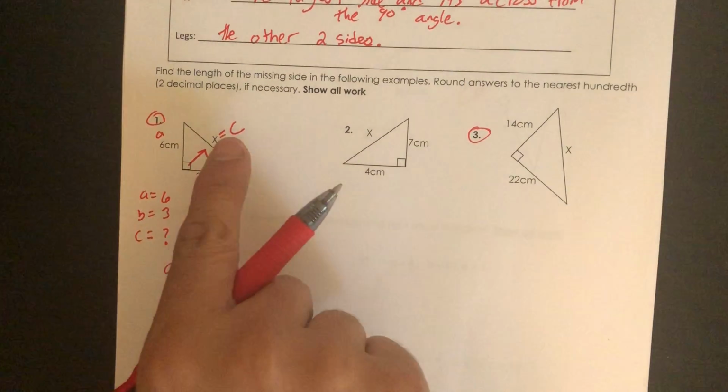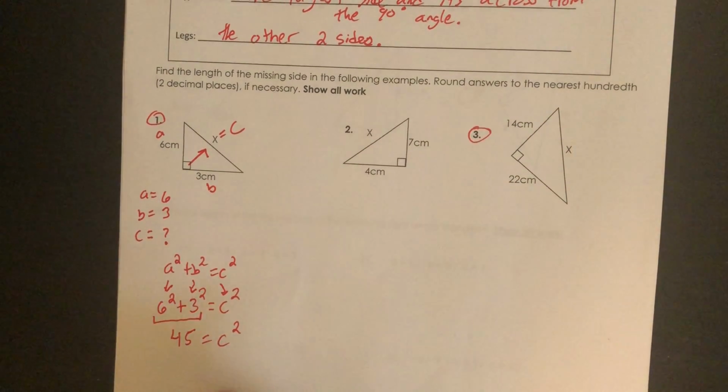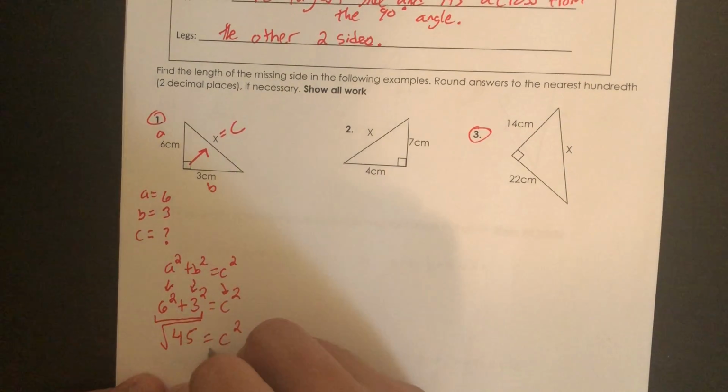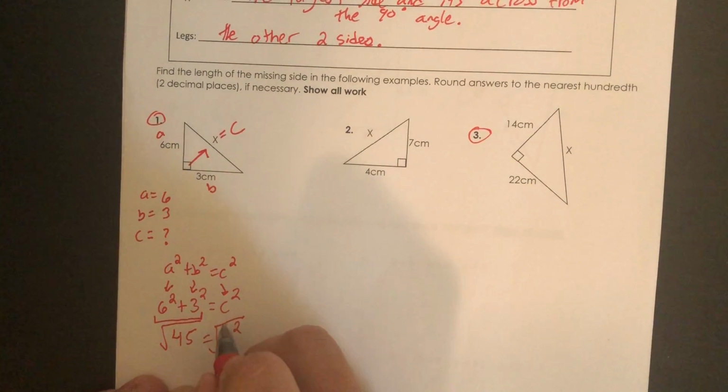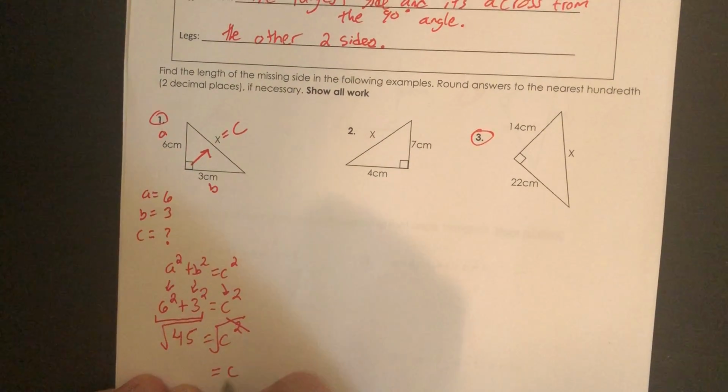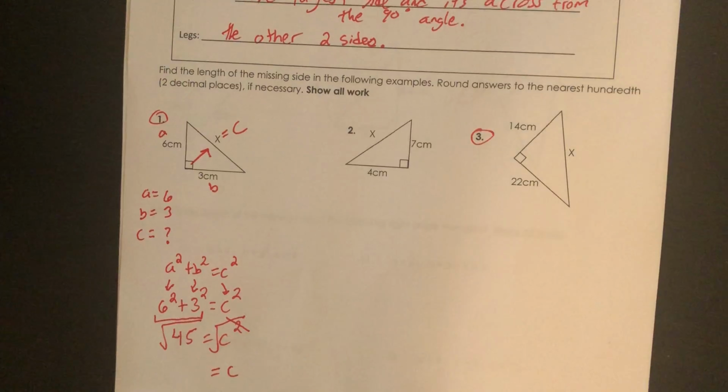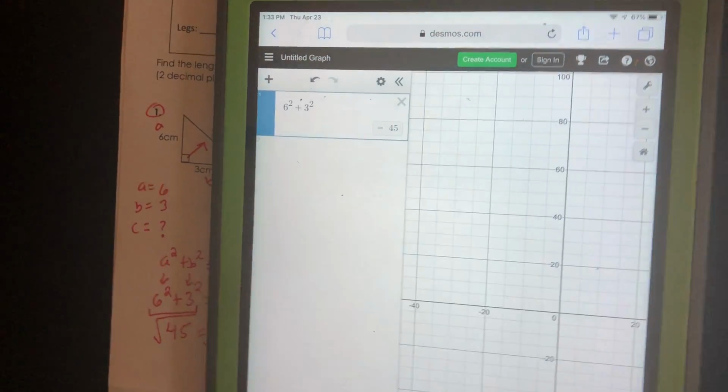Now remember, we're looking just for c. We're not looking for c squared, so I have to get rid of the square. The opposite of a square is square root. So I'm going to take the square root of both sides. So when you do the square root of a square, they cancel themselves out, and you're left with c equals. Now I'm going to type in the square root of 45 into Desmos.